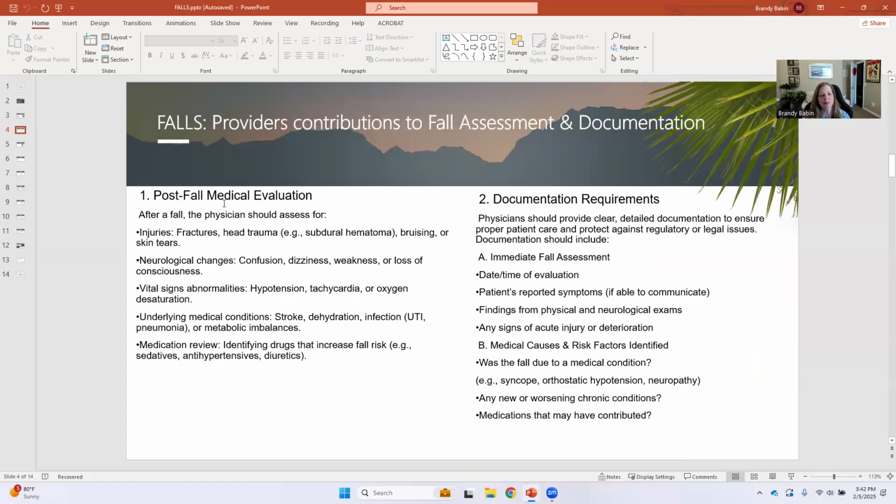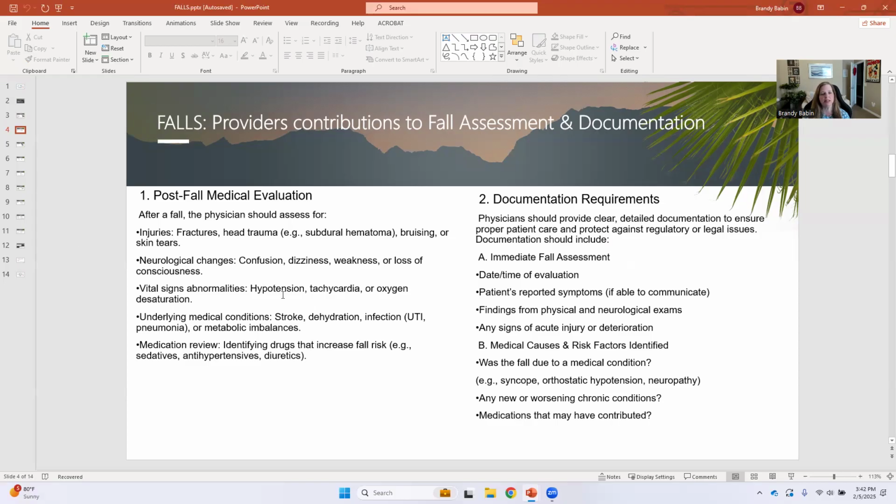So post-fall medical evaluation. So this is medical, not what the nurses document, but what we document. So we're going to document any injuries, so any fractures, any head trauma, bruising, skin tears. We're going to document any confusion, dizziness, weakness, or loss of consciousness. You've got an alert and oriented patient. You've known them for 3 weeks, and now all of a sudden they can't remember how they fell, why they fell, what they were doing when they fell. That's a big deal. We've got a change of level of consciousness.